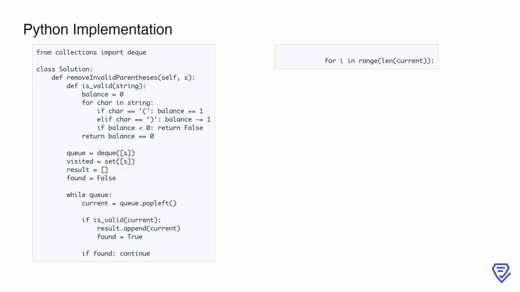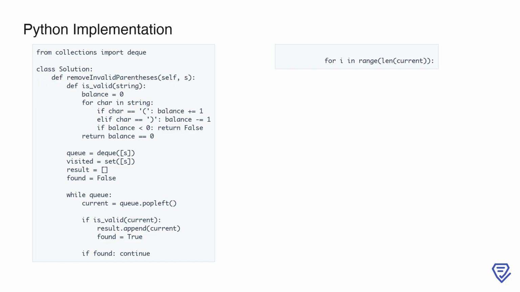Inside this method, there's a helper function called is_valid. This function checks whether a given string has balanced parentheses by iterating through each character, adjusting a balance variable when encountering opening or closing parentheses. If the balance ever becomes negative, it means there are unmatched closing parentheses, and the string is invalid. At the end, the function ensures the balance equals 0, meaning all parentheses are matched.